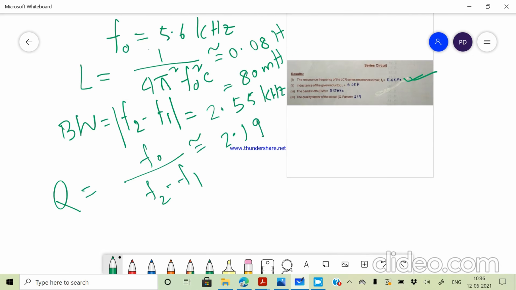So these are the values that you have found out. The experiment is done. Okay, so that's it.